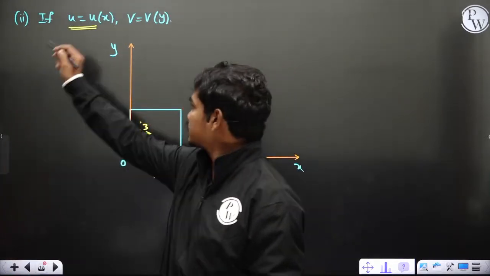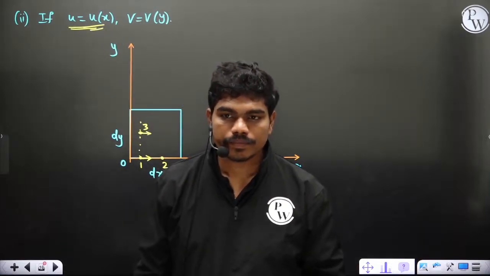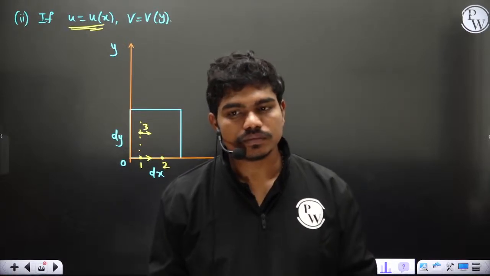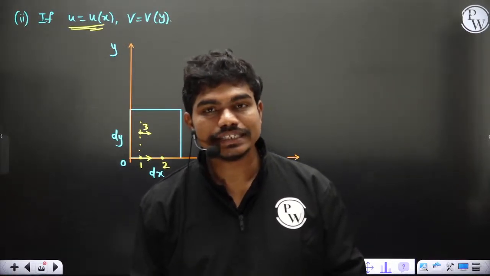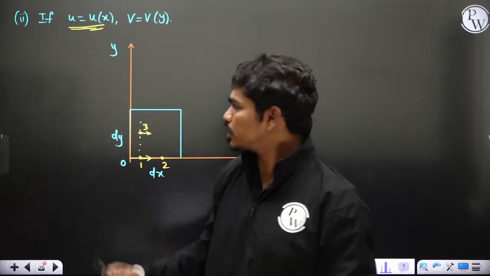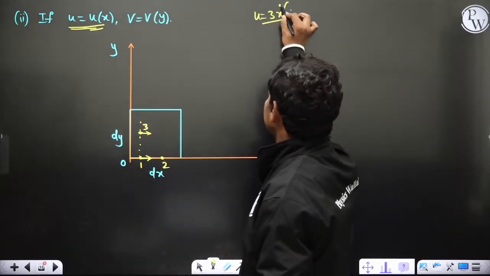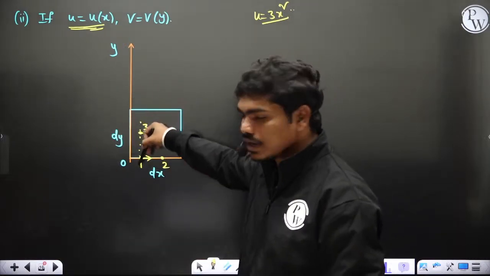The x component of velocity depends only on x. Will it vary or remain the same? Let us suppose u is equal to 3x square, as I have given. Then is u the same between these 2 points, or will it change between 1 and 3?